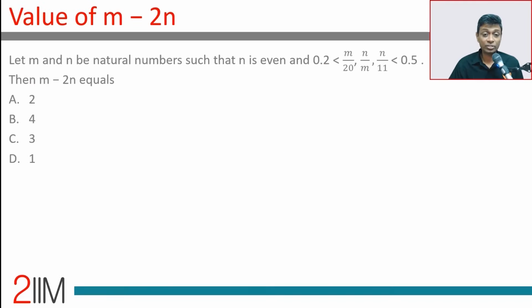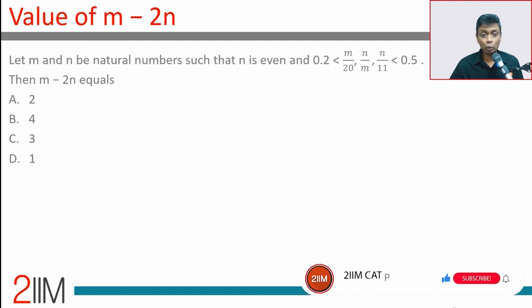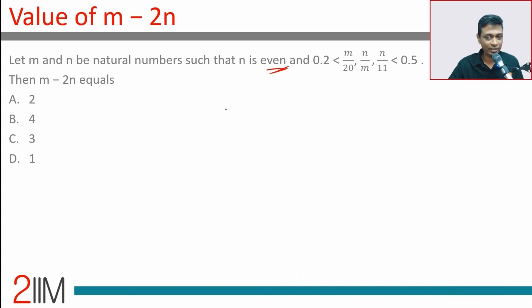Let m and n be natural numbers such that n is even and 0.2 less than m by 20, n by m and n by 11 less than 0.5. Beautiful question. I missed this when I got multiple answers and I drove myself mad for like 3-4 minutes in the exam room. m by 20, so I'm going to take each of these. 0.2 less than m by 20 less than 0.5.